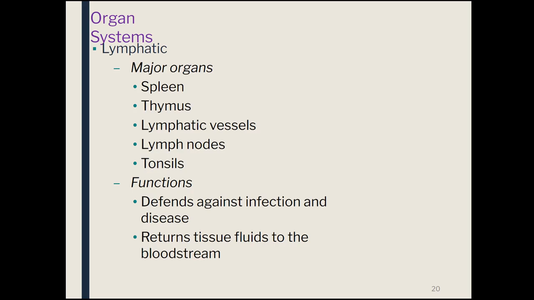Our spleen is a part of the lymphatic system. Our thymus, which actually gets smaller as we get older in age, which is why older people may be more susceptible to diseases because of the decrease in their immune system function. Lymphatic vessels, lymph nodes, and tonsils.